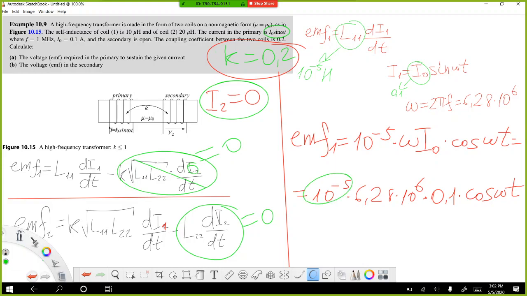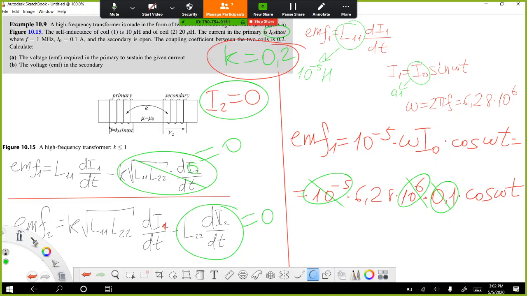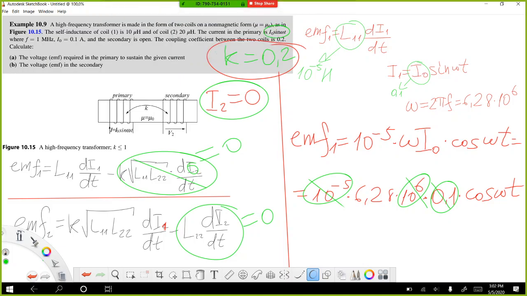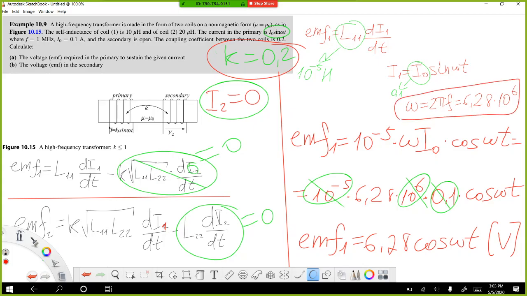Okay, this is 10 to the power minus 5, this is 10 to the 6, and this is 10 to the minus 1. Everything simplifies because this is minus 1, this is minus 5, and this is plus 6. Now we have the expression for electromotive force 1, which is equal to 6.28 cosine omega t volts, where omega is equal to this value.